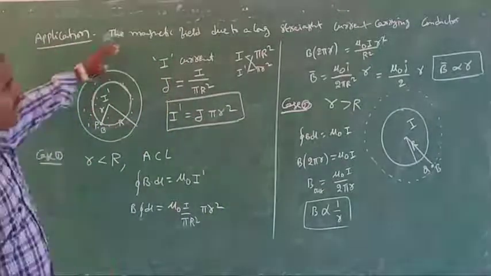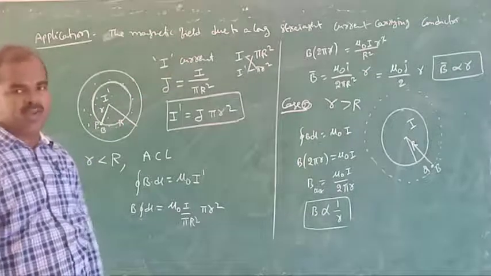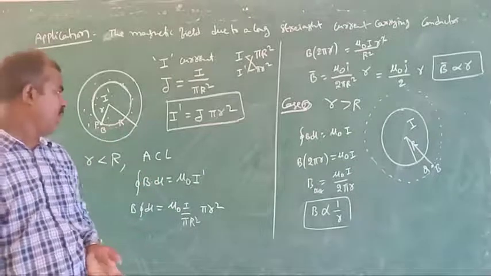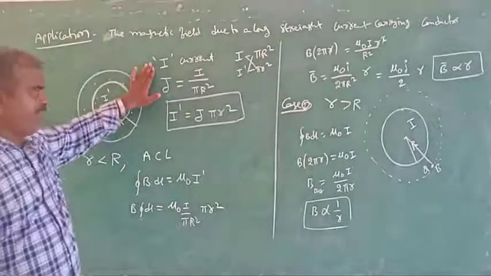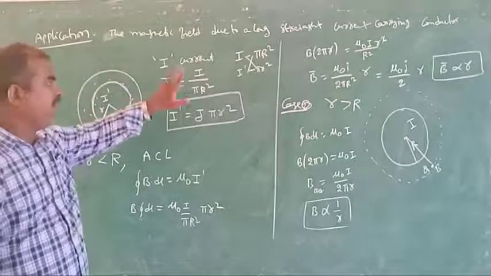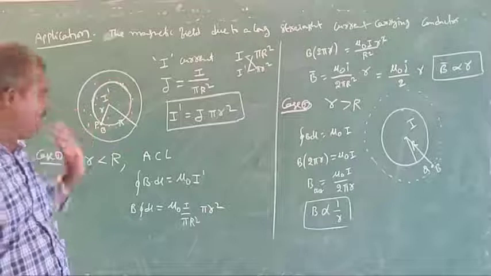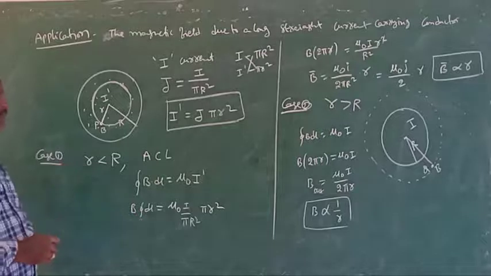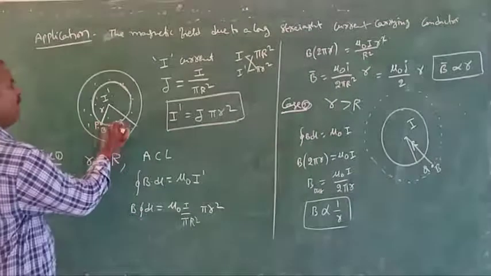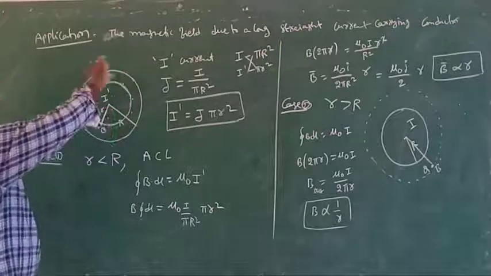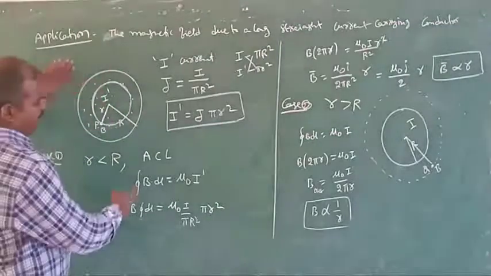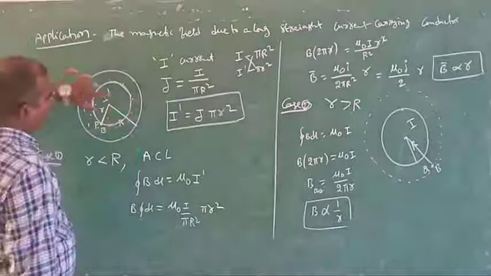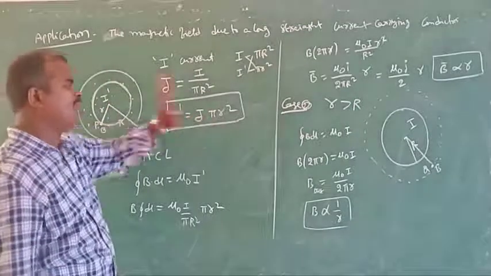Once again, see this application: the magnetic field due to a long straight current carrying conductor of radius capital R, carrying current I. Current density is J equals I by pi R square, meaning current by area of cross section. Here two cases are possible. Case 1, r is less than R: we draw an Ampere circuit, a closed path, at that point. Integral B dl is equals to mu naught I dash, where I dash means the current enclosed in this loop, I dash equals J pi r square.